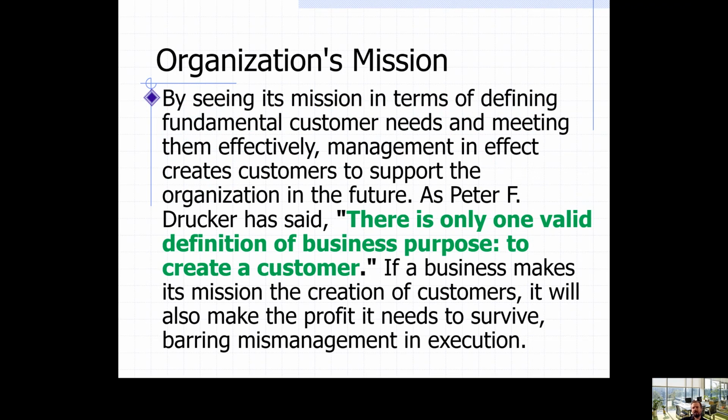And I'd like to stress that according to Peter Drucker, one of the gurus of modern management, there is only one valid definition of a business: to create a customer. What does it mean? I'm stressing one more time that it's not possible to provide some services or some goods without understanding who is our customer.